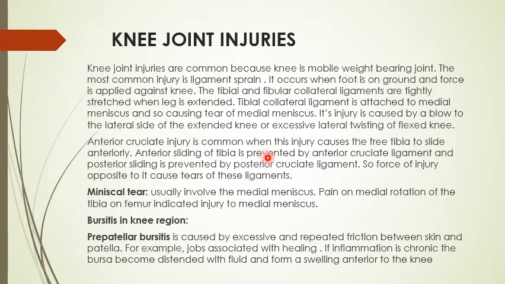Anterior cruciate ligament injury is common when the injury causes the free tibia to slide anteriorly. When the knee is flexed and the tibia is free, if it is pushed forward, because the anterior cruciate prevents forward gliding of the tibia, that is injured. Anterior gliding of the tibia is prevented by the anterior cruciate ligament, and posterior sliding is prevented by the posterior cruciate ligament. So a force of injury opposite to it causes tear of these ligaments.